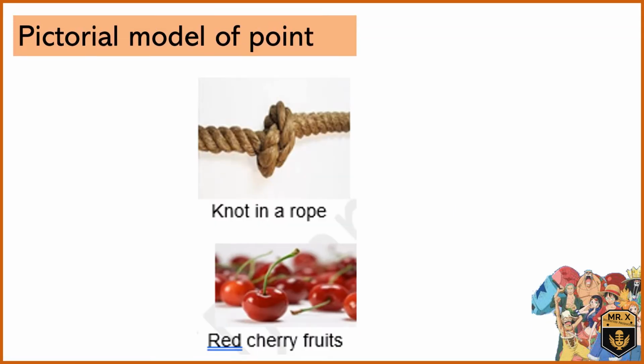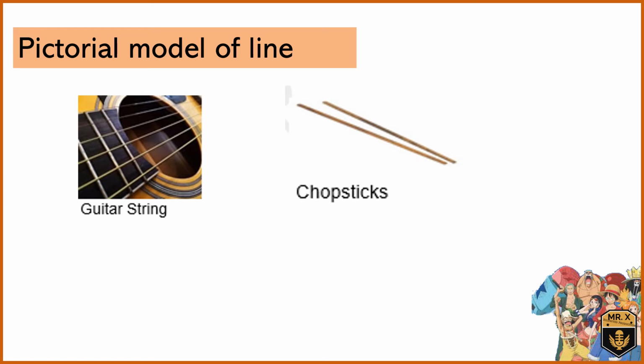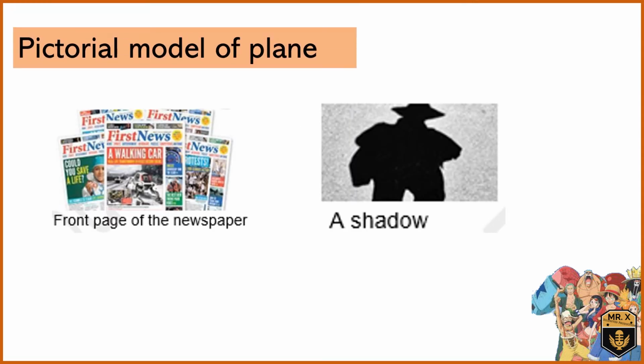Now, I will present to you some pictorial models of a point. For example, the knot in a rope, or the red cherry fruits, or any small objects you can see around you, that's a pictorial model of a point. For a line, we have a guitar string, an example of a pictorial model of a line, and chopsticks. For a plane, we have the front page of a newspaper or a shadow. Anything that represents something flat is a pictorial model of a plane. Like the top of a table, that's a plane.